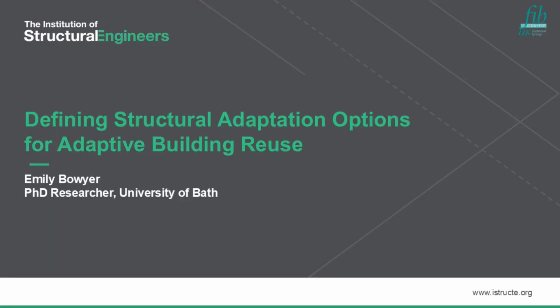Okay, so our next speaker is Emily Bowyer. Emily is a PhD student at the University of Bath, researching structural adaptations for building reuse. Her work aims to support more sustainable design practices by developing a systematic method to assess whole building reuse potential at early design stages. So Emily's going to be presenting today on defining a suite of structural adaptation options for existing structures. So Emily, over to you.